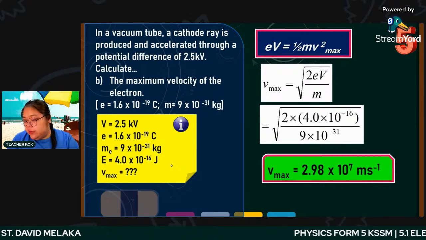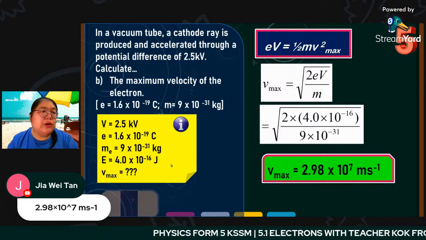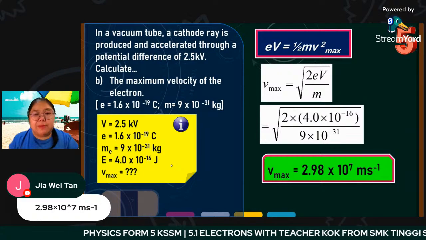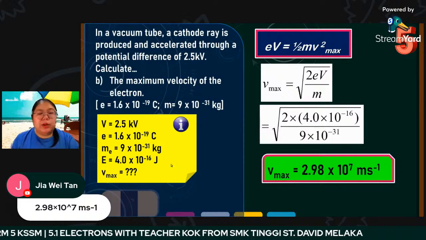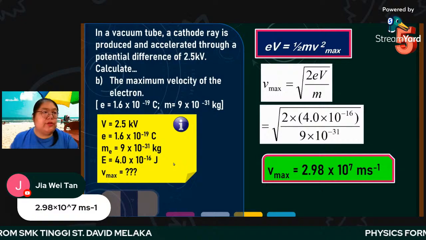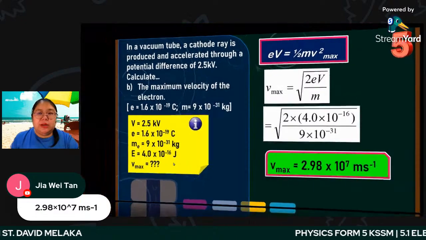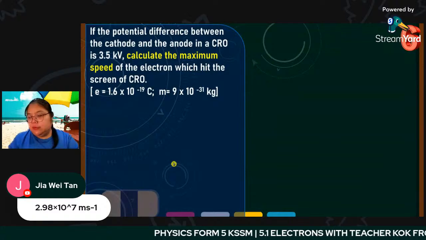They got negative 7. The power of 7. No negative 7, it's power of 7. Okay, ms negative 1. Jiawei is correct. So this one is the answer. Esther also put negative 7. Negative 7 is wrong already. Okay, then we go to number 6.